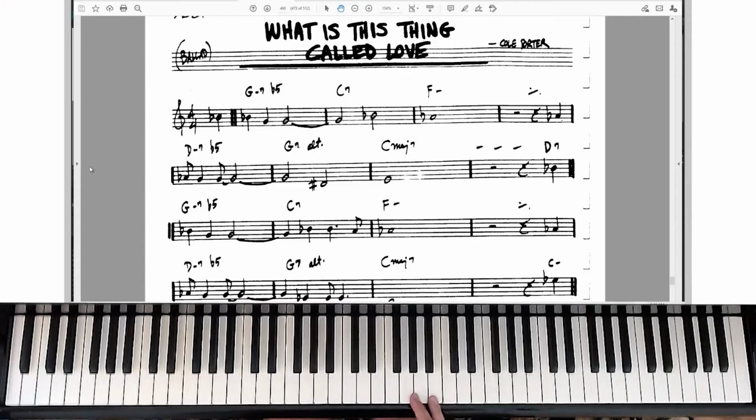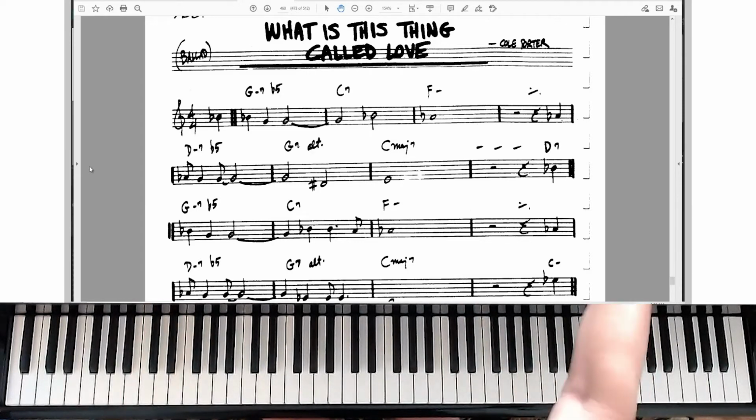All right, we're back. So I don't know how long it took you to figure out that it was What Is This Thing Called Love by Cole Porter. And if you take a look at the sheet music here in front of you now, what you'll notice is that I am focused on motifs. So this motif here repeats itself in several places.